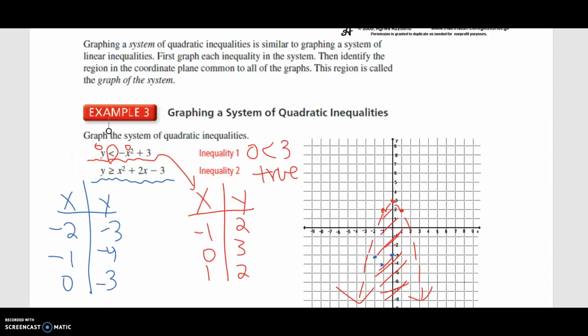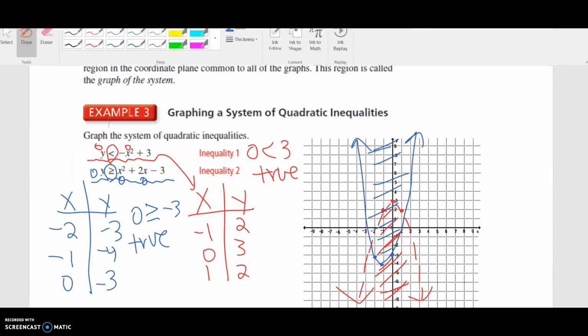Will this line be dotted or solid? Take a look. Yeah, this one should be solid, so I'm going to make a solid U shape going up. And if I test the point 0, 0, so plug in 0 for all my variables, I can see that it's going to say 0 is greater than or equal to negative 3, and that's also a true statement. So I shade everywhere above this, where 0, 0 is, above the blue.